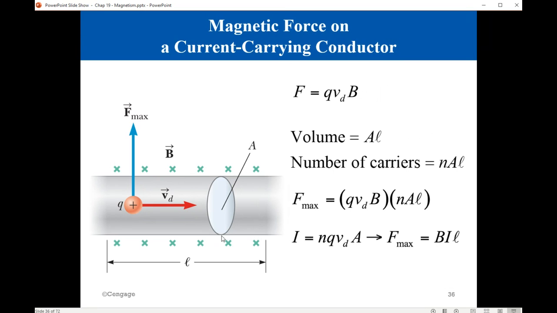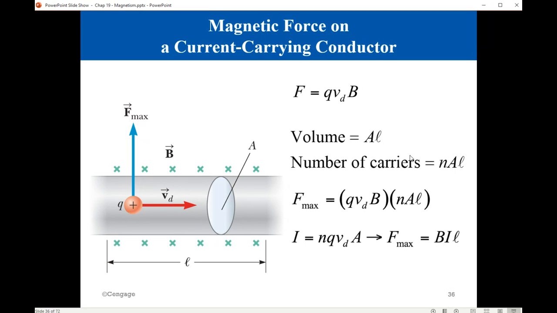Now, the volume is equal to the cross-section area A multiplied by L. The charge density, the number of charge carriers per unit volume, is n, which for copper wires is 10 to the power 28 electrons per cubic meter. So the number of carriers is nAL. Each one has a charge Q moving with velocity V_D in a field B. So this will be the net force. Now we recall what we learned before, that I equals nQV_D A. We substitute the value I. So the maximum force is equal to BIL.